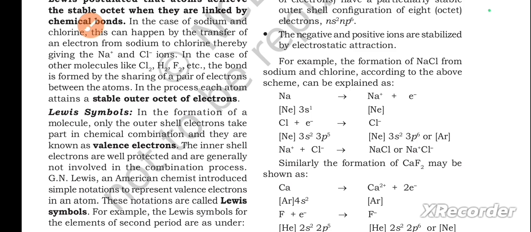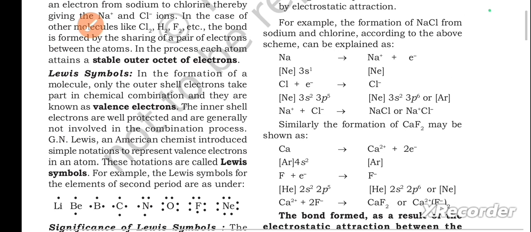For example, the formation of NaCl from sodium and chlorine according to the above scheme can be explained as: sodium gives rise to Na+ plus an electron (neon 3s1); chlorine plus an electron gives Cl-; Na+ plus Cl- gives NaCl, or Na+Cl-.